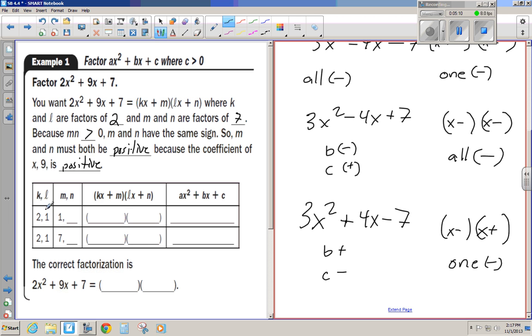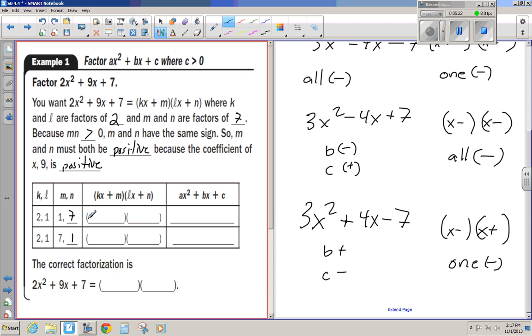All right, so k and l are factors of a, m and n are factors of c, so this would be 1 times 7, this would be 7 times 1. When I plug this in, you'd end up with 2x plus 1 and 1x plus 7. Or down here, you would have 2x plus 7 and 1x plus 1.